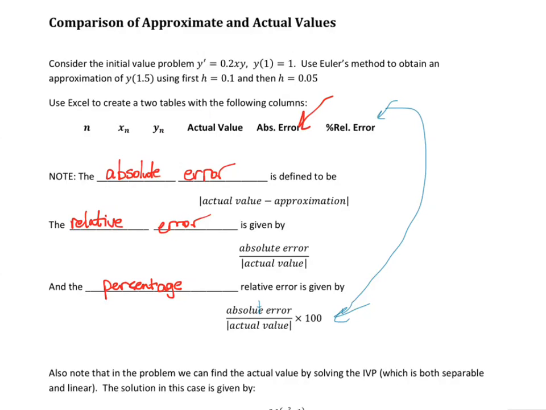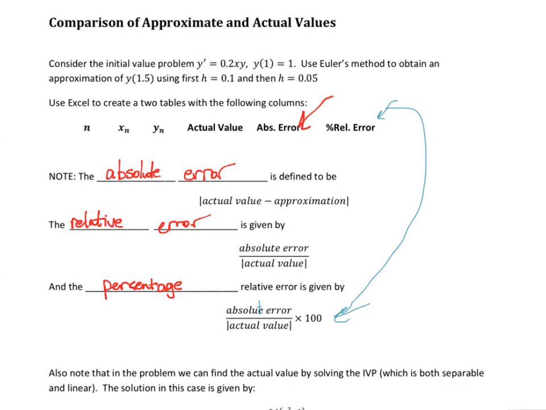It is y prime is equal to 0.2xy. So there's my f. Y of 1 equals 1. There's my x naught, and there's my y naught. And y prime is 0.2. Oh, thank you. Sorry, that would make a big difference. Thank you.